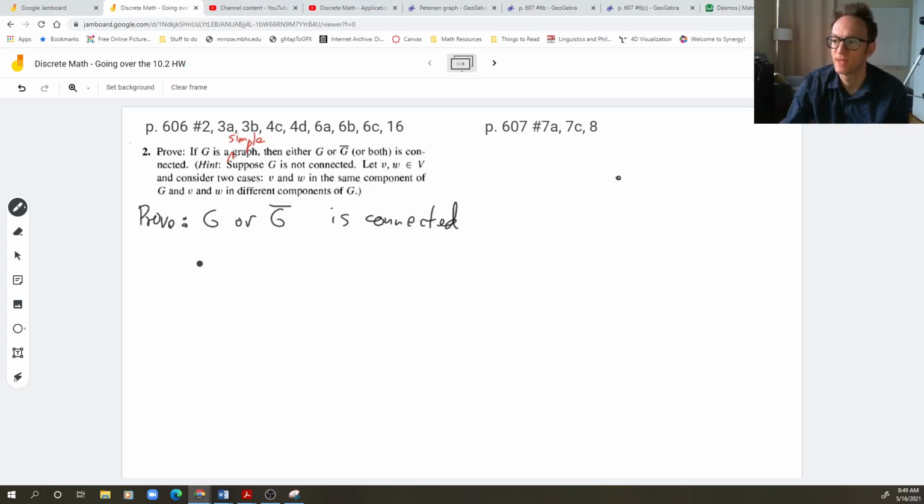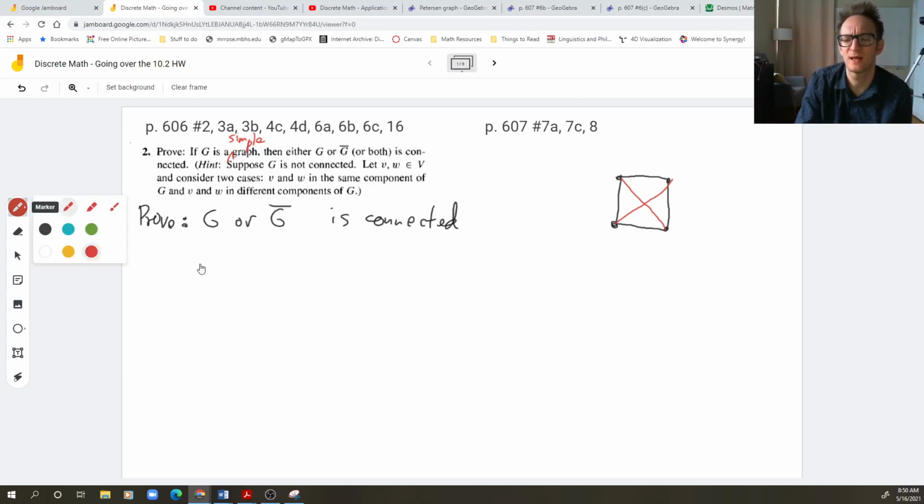Yeah, here's an example. Take C4, the cycle graph. That is connected. But what does the complement look like? The complement is not connected. So I'm dumb. Let's try to do a better job. That was a sort of a little bit surprising that happened, actually.